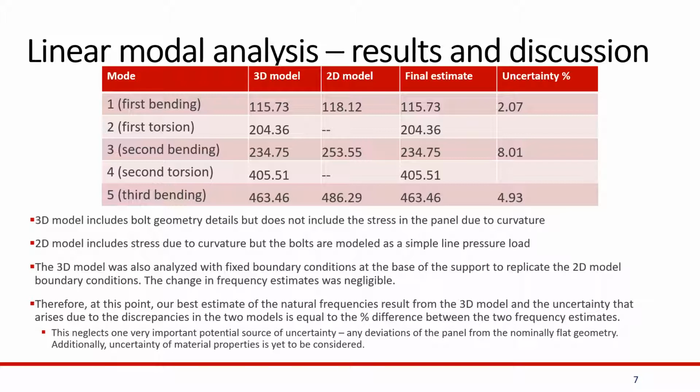Therefore, at this point, our best estimate of the natural frequency is from the 3D model, and the uncertainty that arises due to the discrepancies in the two models is equal to the percentage difference between the two frequency estimates. Now, this does neglect one important source of uncertainty, any deviations of the panel from the nominally flat geometry. Additionally, uncertainty of material properties is also yet to be considered.